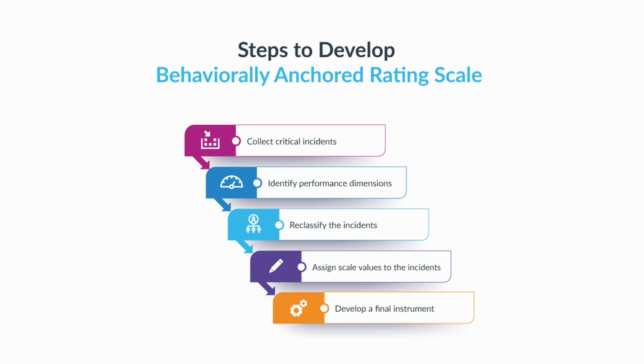Then number 4, assign scale values. Because it is a behaviorally anchored rating scale, you are going to scale them. Again, put them into a score: 5 strongly agree, 4 agree, 3 neutral, 2 disagree, 1 strongly disagree, like that. And then the last step, develop a final instrument. So this is how you can prepare BARS. Once again: collect critical incidents, identify performance dimensions, reclassify the incidents, assign scale values to the incidents, and develop a final instrument. So this is how BARS is formed. Now let's see one example.